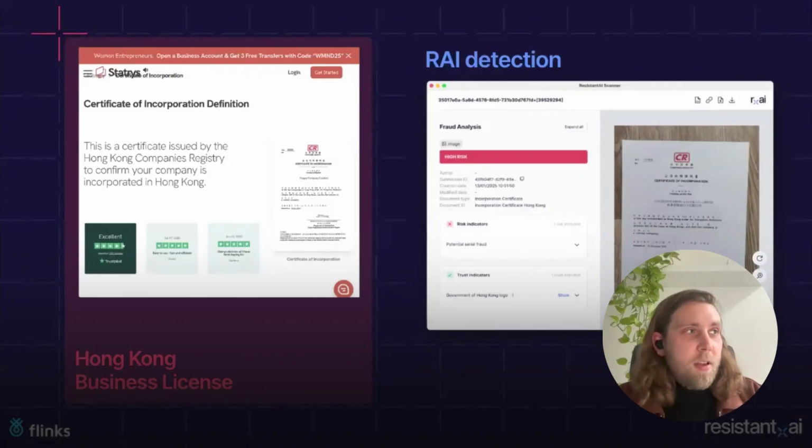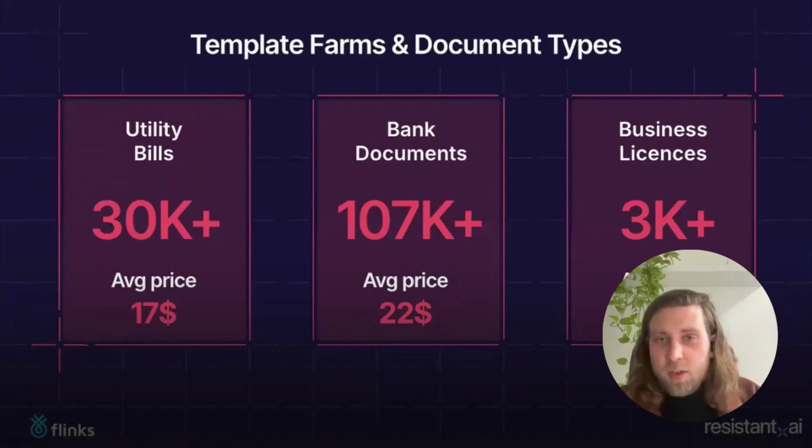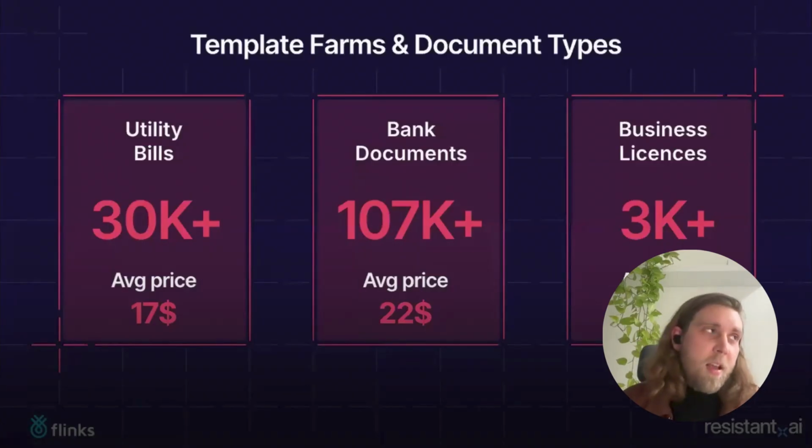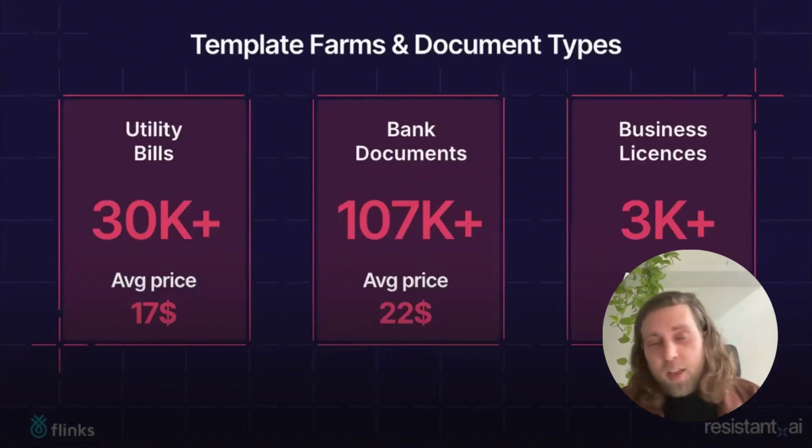To give you a slight bit of detail on the specific document types, as Eric mentioned, bank documents and account statements are still by far the most prominent document types, especially in terms of the volume of templates available. But even stuff like utility bills or those business licenses, you will find thousands to tens of thousands of examples for each.